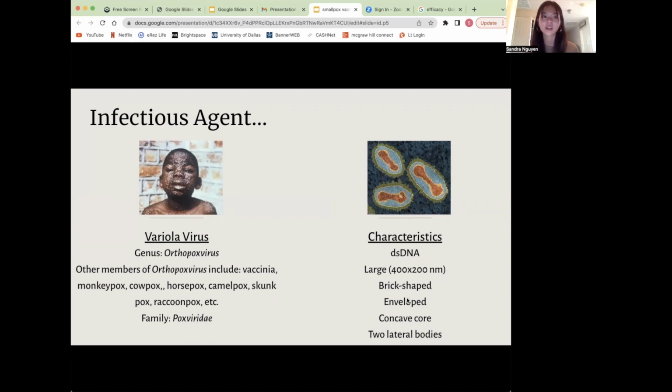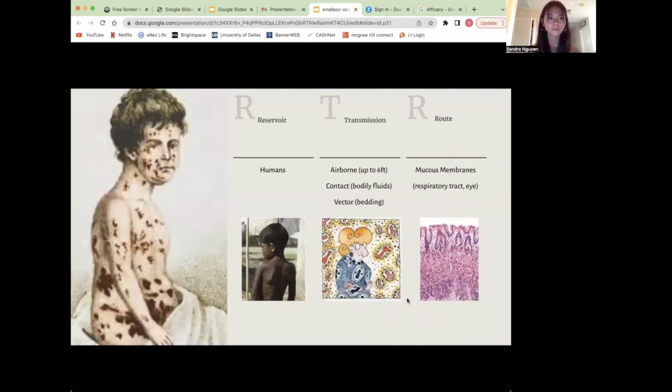Some of the actual characteristics of the virus: it's double-stranded DNA, it's fairly large, it's brick-shaped with an envelope, has a concave core and two lateral bodies. So the reservoir is humans. Transmission can be airborne up to 6 feet, contact through bodily fluids, or a vector such as bedding. The route is through mucous membranes, especially through the respiratory tract and the eye.